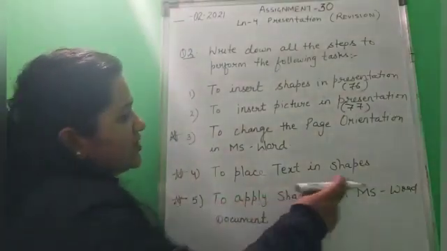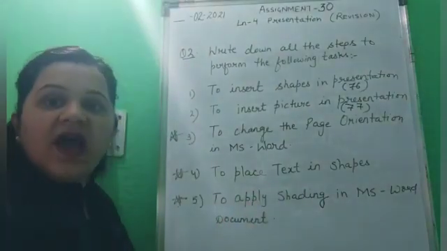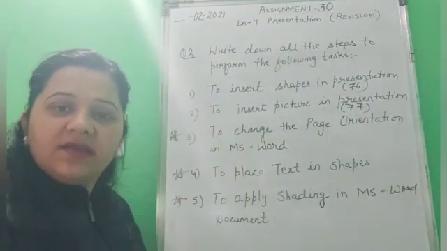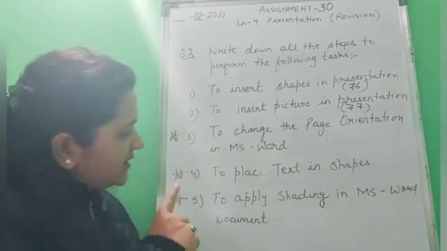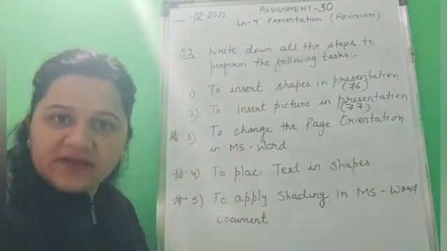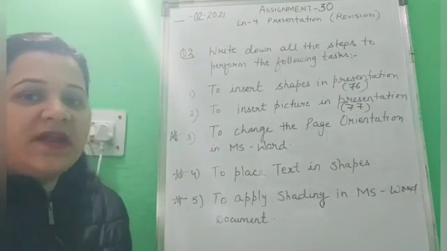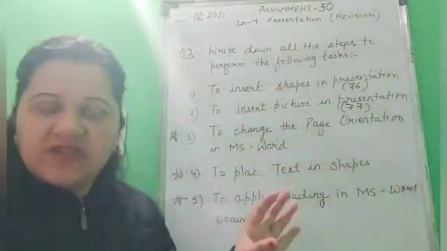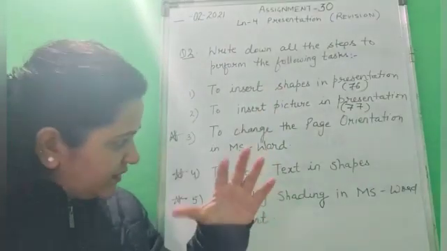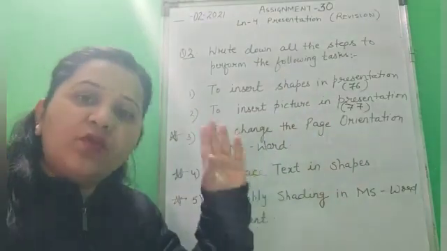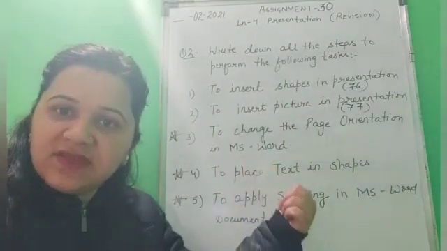Next is to apply shading in an MS Word document. Shading means highlighting the background of a text or a paragraph. I have already done these questions through practicals and I have explained them in the chapters also. But in the revision part, I have only mentioned the question answers. So if you want to learn how these things are performed practically, then you can watch the videos regarding these topics.